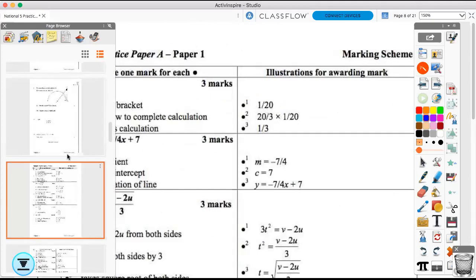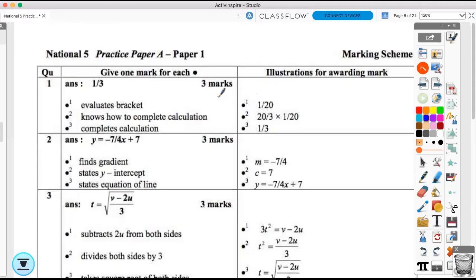So for every paper, you look at the question, for example, if it says 3 marks, whenever you get a dot, that's how they allocate the marks. So for me to give you the first mark, I would need to see that you've managed to get a 1/20, and I'll show you how to get that. I need to see that you've got 20/3 times 1/20, and the last one, your answer would be 1/3. And then they give us a wee help here: give 1 mark if they've evaluated the brackets, if they know how to complete the calculation, if they've completed the calculation.